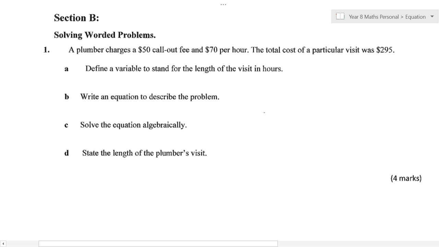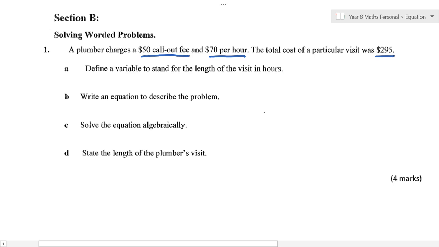Now, it says here a plumber charges a $50 call-out fee. You might have also heard of in some of the other questions like a flag fall or something like that. For example, in the past when you used to make a mobile phone call, it used to be charged a certain amount just the moment you made that call. Well, it's sort of the same thing. The moment that plumber arrives, he or she charges $50. Then we've got $70 per hour, and the total cost is $295.